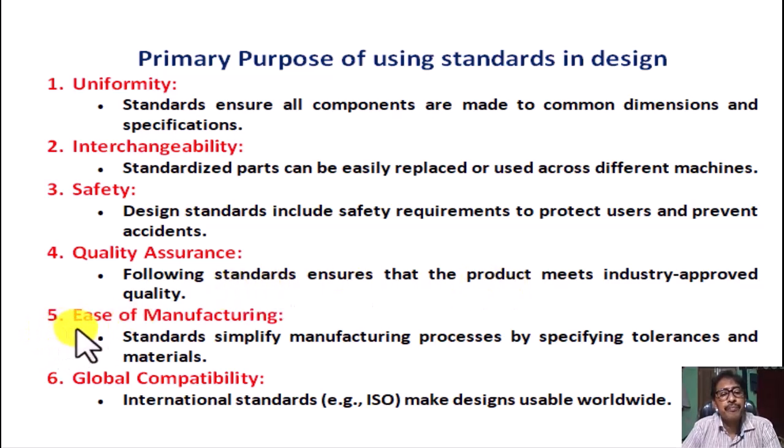Number five, ease of manufacturing. Standards simplify the manufacturing process by specifying tolerance and material. Standards make manufacturing easier by clearly stating what material and size to use, reducing mistakes.